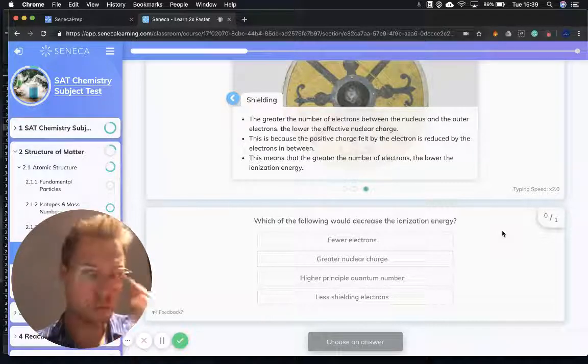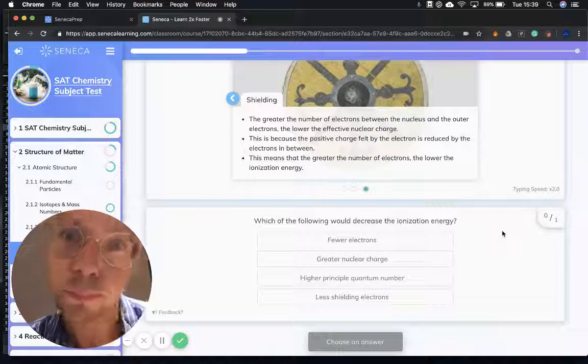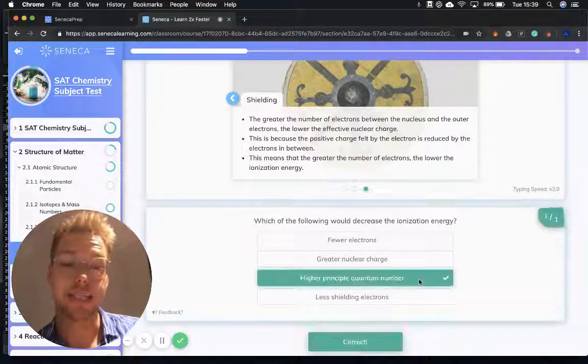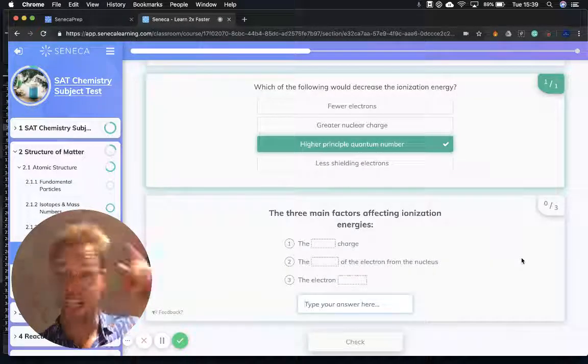Which one? Why don't you tell me? Which one would it be? Well, it is higher principal quantum number. Really glad I got that right.